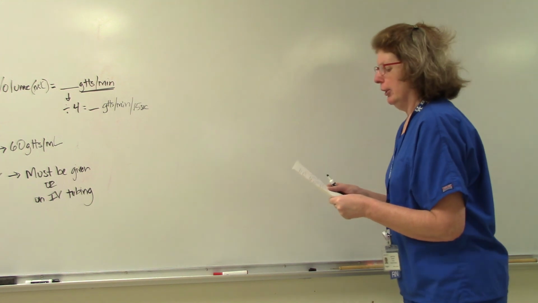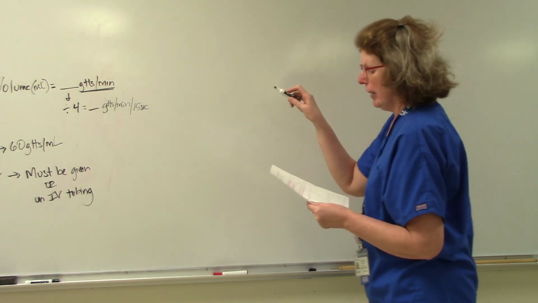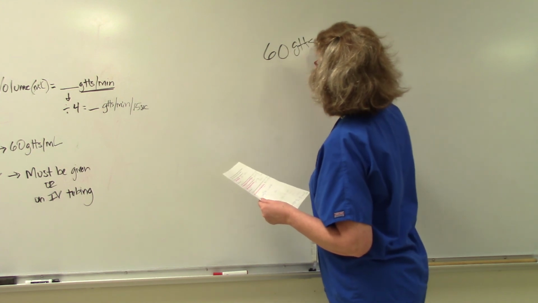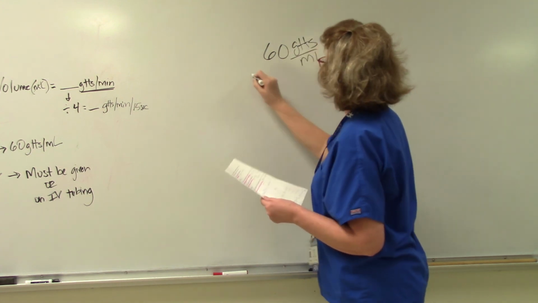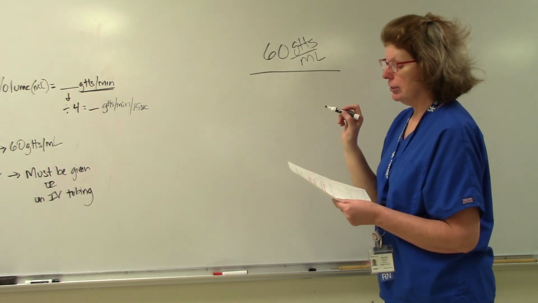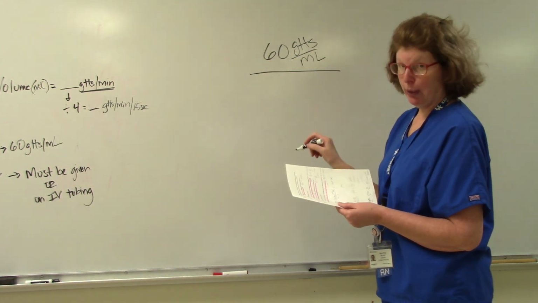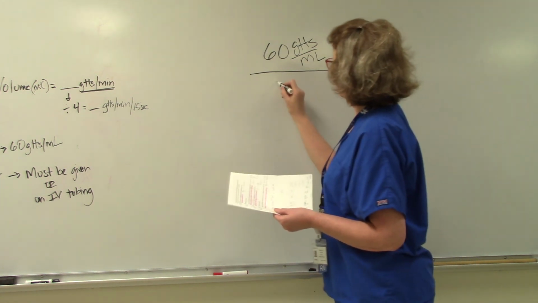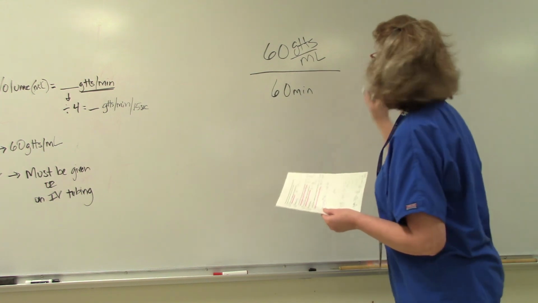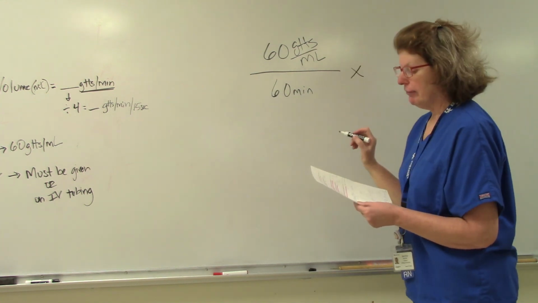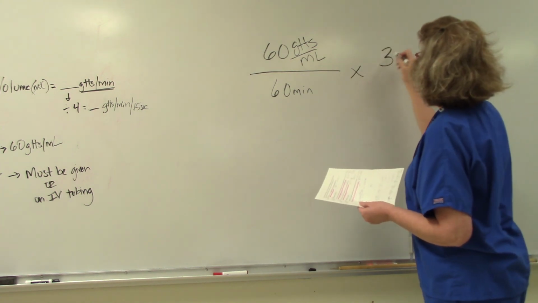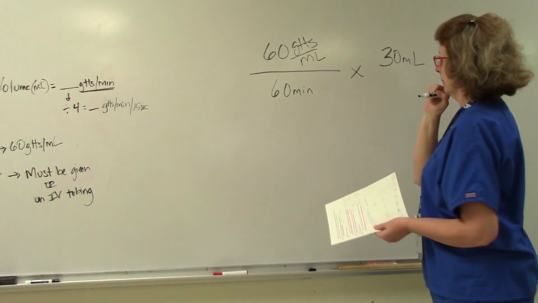So how I'm going to set that up is I'm going to do my drop factor, which is 60 drops per milliliter. And my time was 30 milliliters per hour. So an hour is 60 minutes. I'm going to multiply that by my volume, which was 30 milliliters per hour. So my volume was 30 milliliters.